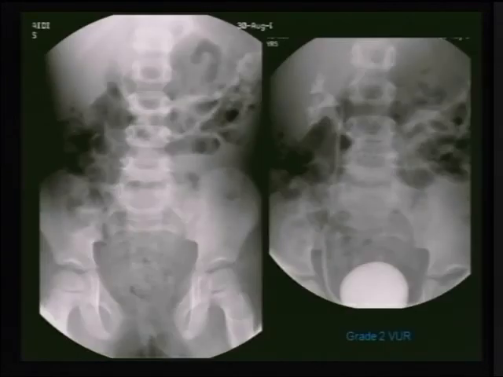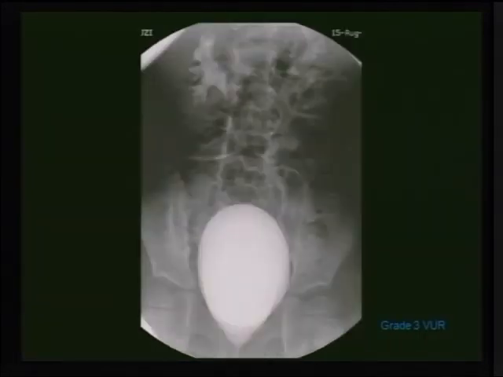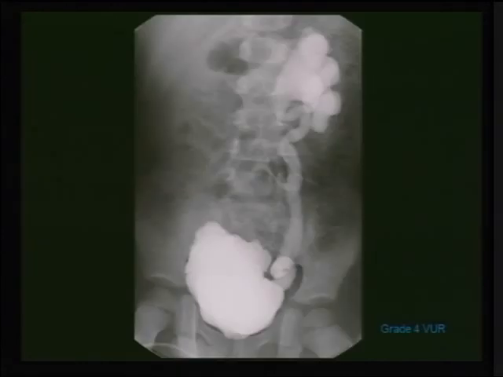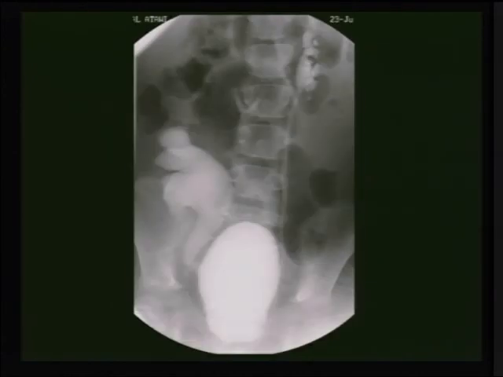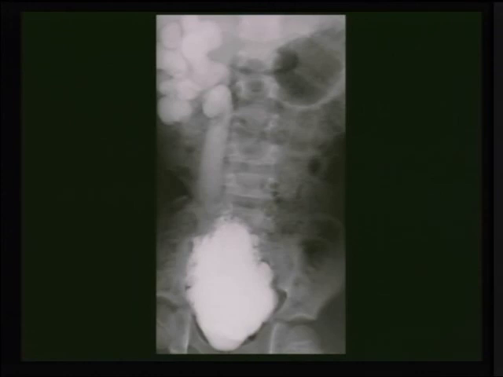This is grade 1, this is 2, and this is 3 with a dilated collecting system, and this is a duplex collecting system. And here we have grade 4 vesicoureteral reflux, grade 5 when there are tortuous ureters with a dilated collecting system, and this is reflux into a transplant kidney, this is grade 4 into the transplant and grade 3 into the native kidney, and this is a neurogenic bladder with reflux.